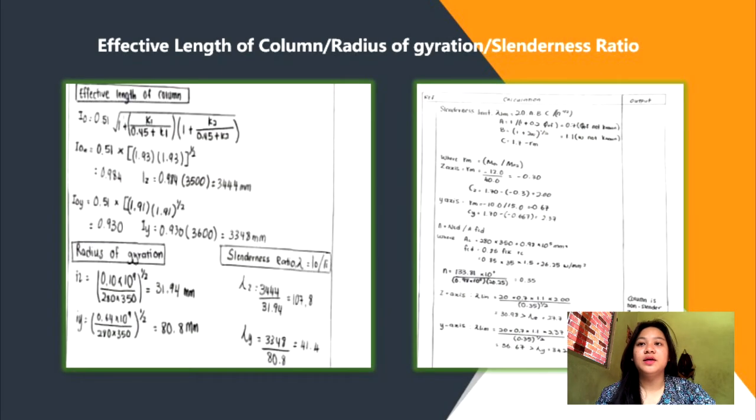Okay, this is for the effective length of column, radius of gyration and also slenderness ratio. So for the effective length of column, the value we got for l0x, which means l0z is the same, is 3.444 mm, and for l0y we got 3.348, and for the radius of gyration iz we got 31.94 mm and also iy we got 80.8 mm. For the slenderness ratio, Z we got 107.8 and Y we got 41.4.